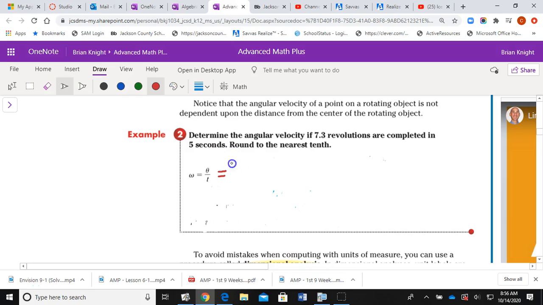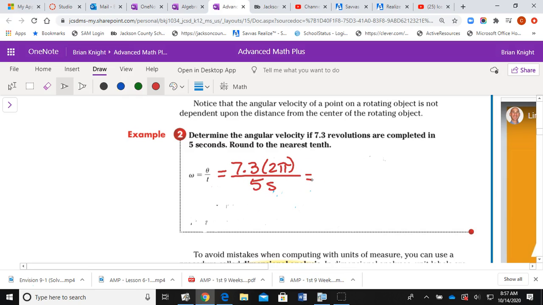We have to multiply it by 2 pi. So 7.3 times 2 pi. Okay. Everybody understand why we're doing that? That's the example 1 right there. Okay, to figure out how many angles it goes through. It's going through 7.3 times 2 pi radians because we're doing 7.3 revolutions. How many radians do we go through doing that? Well, we multiply it by 2 pi. Divided by how many times? What's the time? 5 seconds.